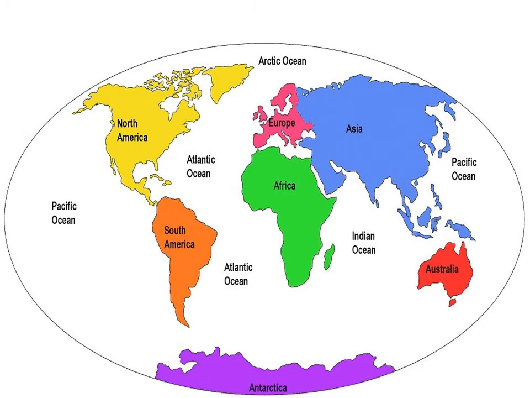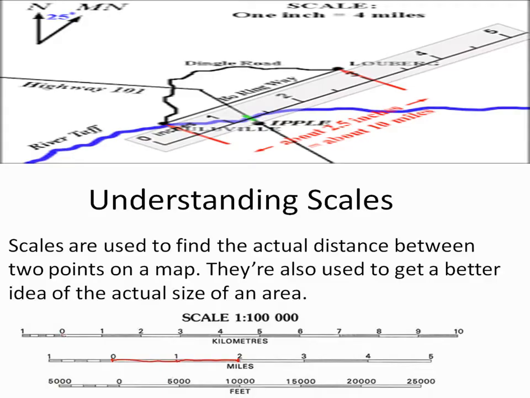To introduce maps. With maps on hand, one can see the world in one sweep. Mapping skills are the basics to understand a map and to interpret the area depicted. Maps are introduced with its components such as scales, used to find the actual distance between the 2 points on a map. They are also used to get a better idea of the actual size of an area.